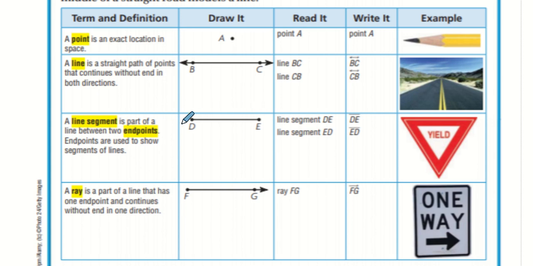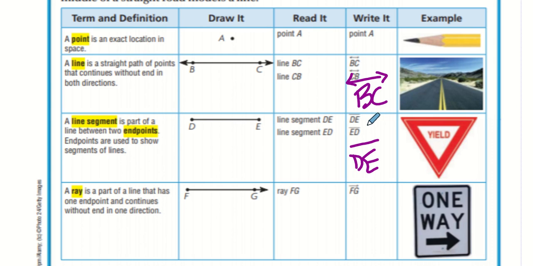When you write it though, like right here, you have DE and you just draw a line above it. You don't add arrows to it like you do up here. This one up here for the line, it's a BC with a line and then two arrows, because it's a line, so it has to show the arrows going on. This one is a line segment, so we have DE, but we just put a little line above it. No arrows, no endpoint.